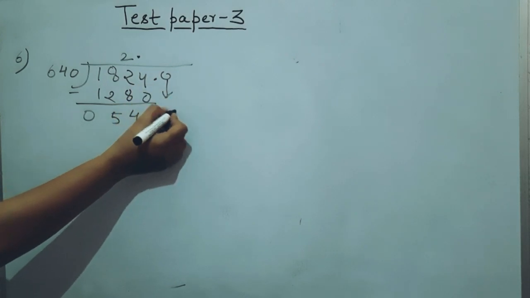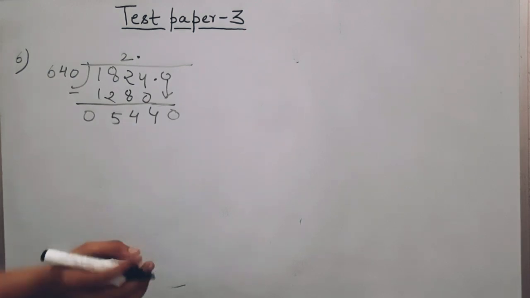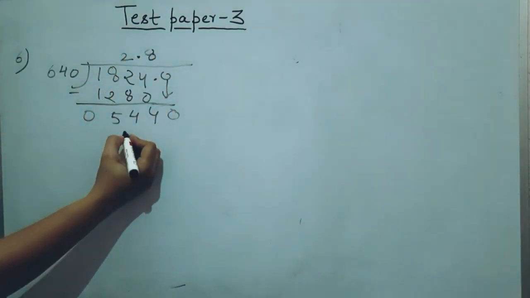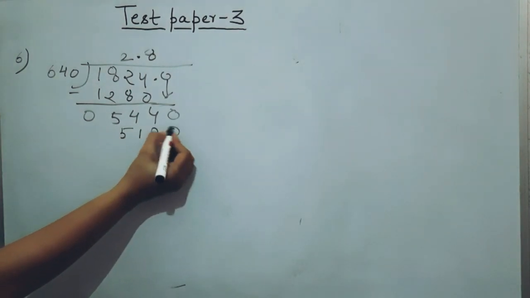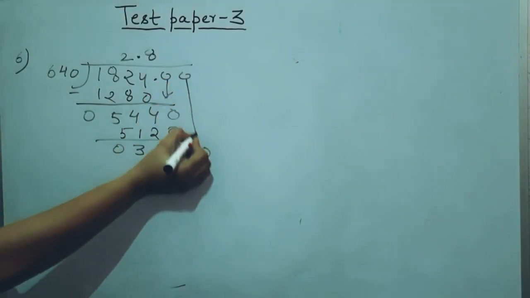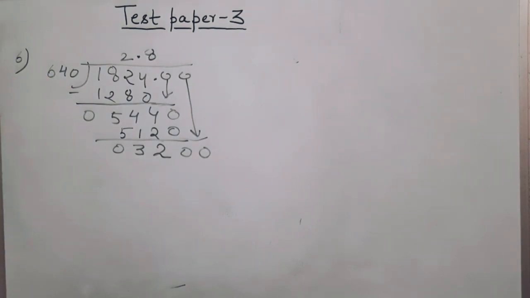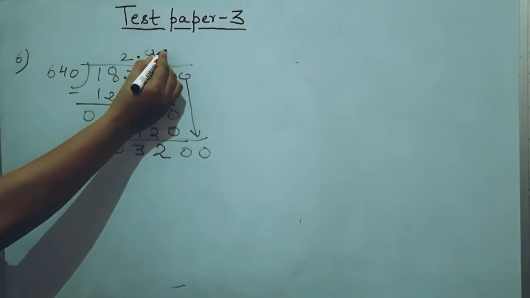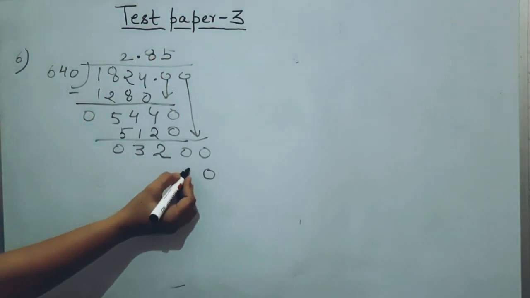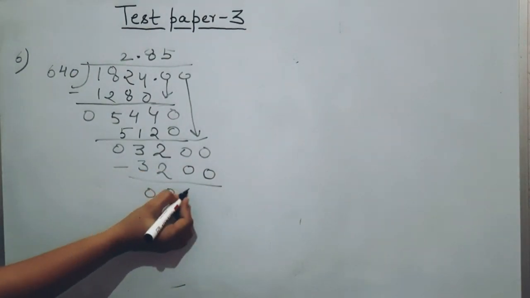Yes. And can we add 0? Yes. Now 5440, does it come in the table of 640? For that you have to multiply and check. So as I can see, 640 eights are 5120. Now here it will be 0, 2, 3. Now can we add one more 0? Yes, we can add. Now 3200, does it come in the table of 640? Yes, it does. So 640 fives: 5 zeros are 0, 5 fours are 20, 2 carry, 5 sixes are 30, 32. So now we have got 0 as the remainder.